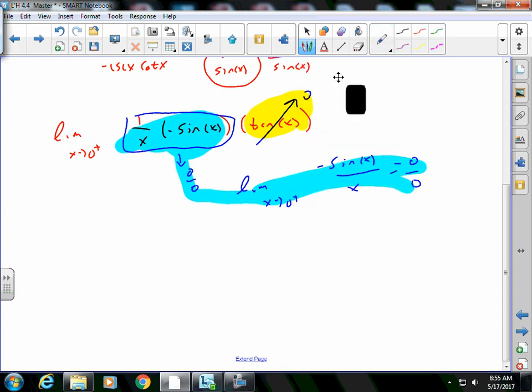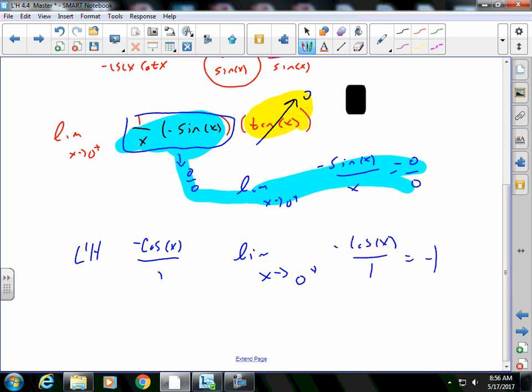So I'm going to evaluate that. Since I do have a 0 over 0, I'm allowed to apply L'Hopital's. And the derivative of minus sine of x is minus cosine of x, all over 1. And if I'm looking at the limit as x approaches 0 from the right of minus cosine of x over 1, I get negative 1. So now I have a negative 1 multiplied by 0.